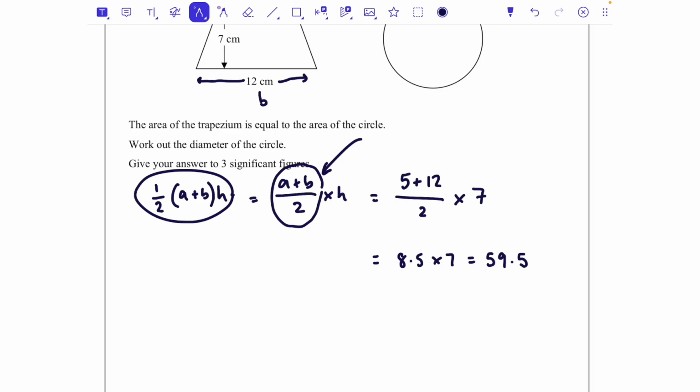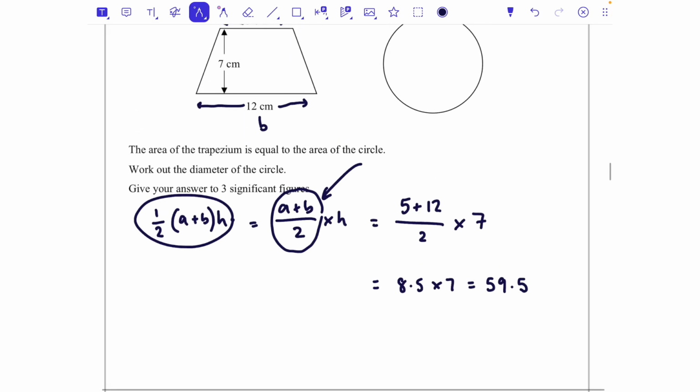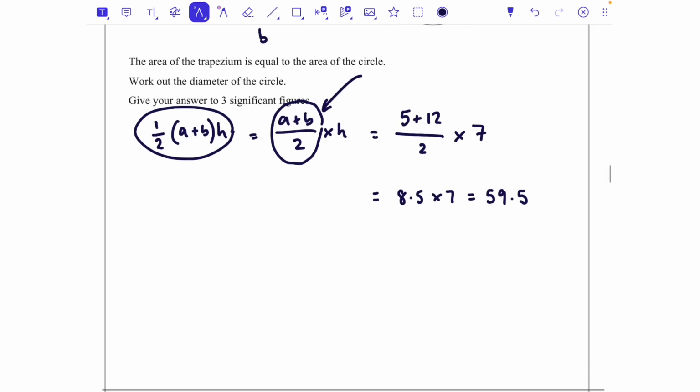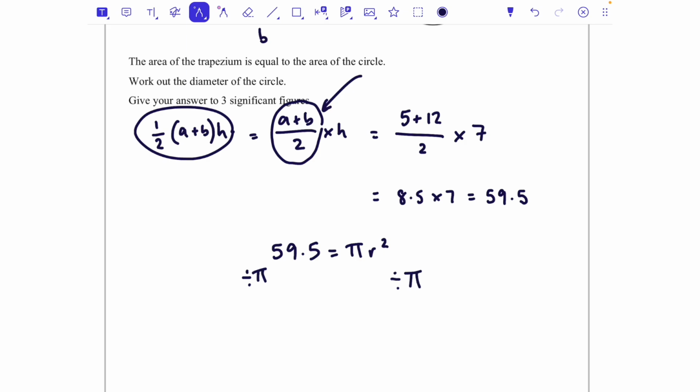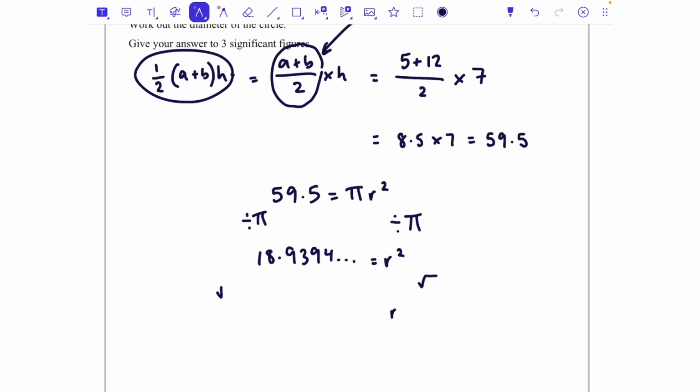So we've got the area of the trapezium, 59.5, and we know that that is equal to the area of the circle. So 59.5 equals pi r squared. Now let's solve this. Let's divide both sides by pi. So 59.5 divided by pi gives us 18.9394 and so on, and that has to be our radius squared. So if we want to know what the radius is, we're going to square root that value. So again, I've not cleared it from my calculator, I'm doing the square root of that answer, and that is 4.35194.